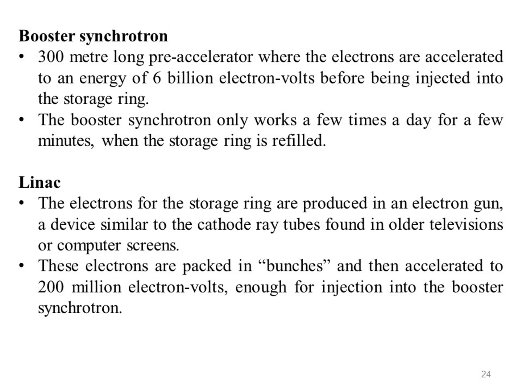And now, what is the linac? Here the electrons for the storage ring are produced in an electron gun, a device similar to the cathode ray tube found in older television or computer screens. The electrons are packed in bunches and then accelerated to 200 million electron volts, enough for injection into the booster synchrotron.